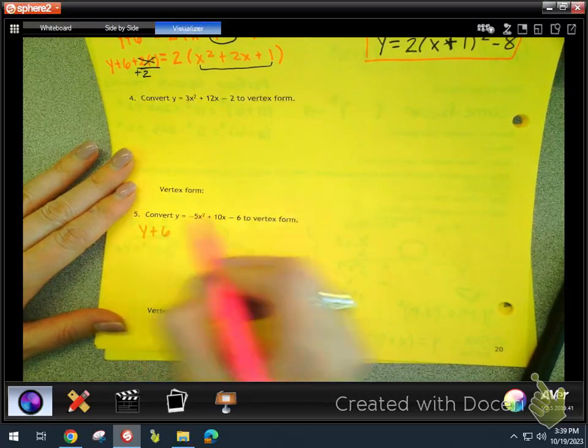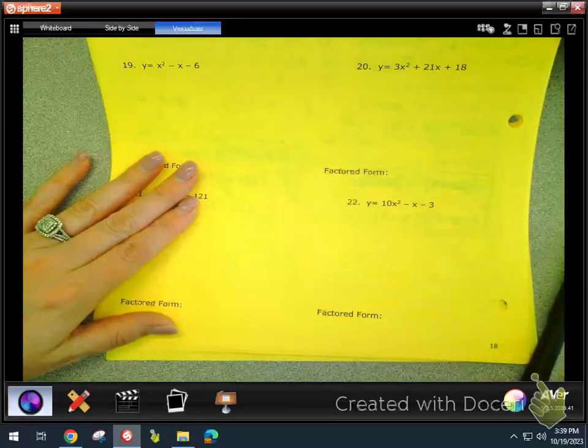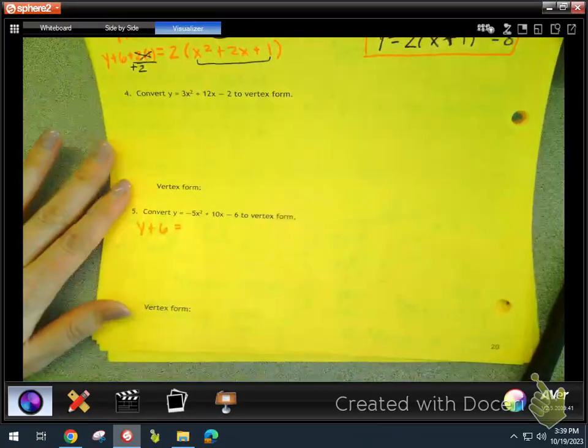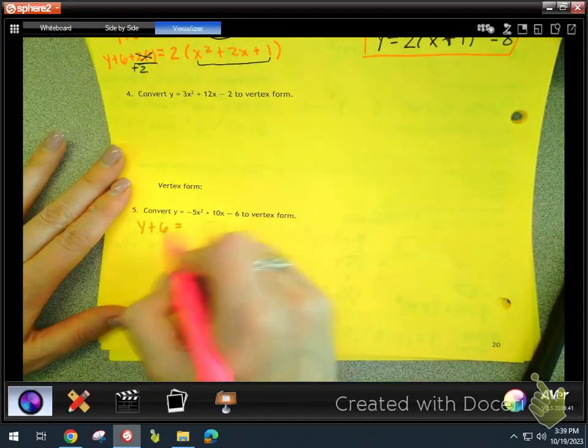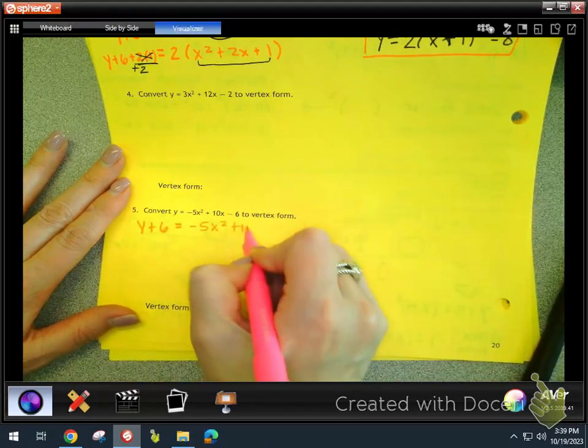I feel like we've been doing y plus 6 quite a bit. Or was it just 3? Yeah, it was just 3. Maybe it's all running together, all my classes. So y plus 6 equals negative 5x squared plus 10x.